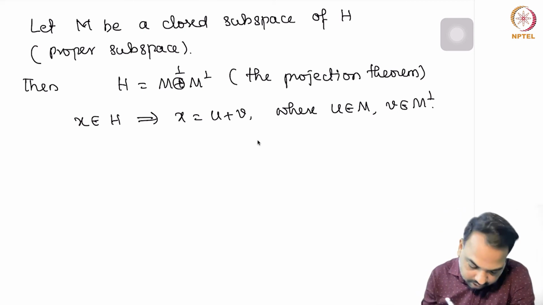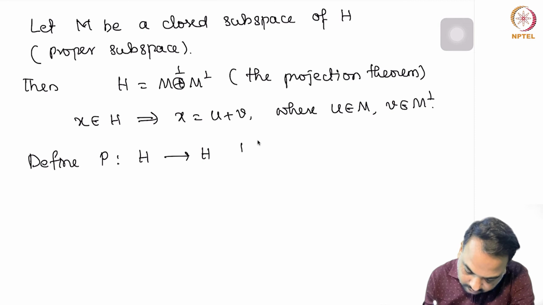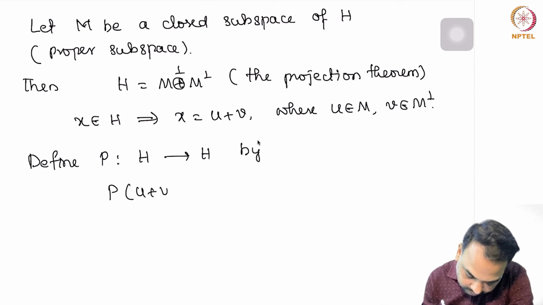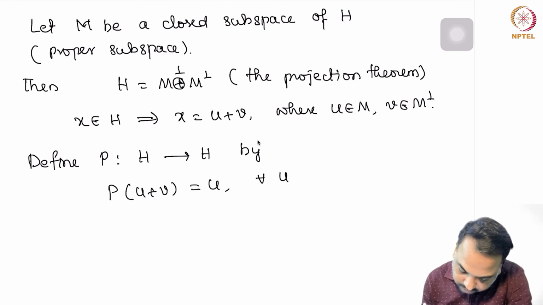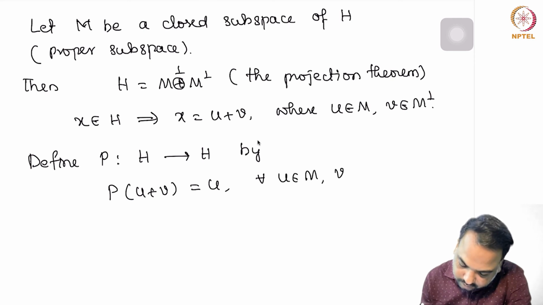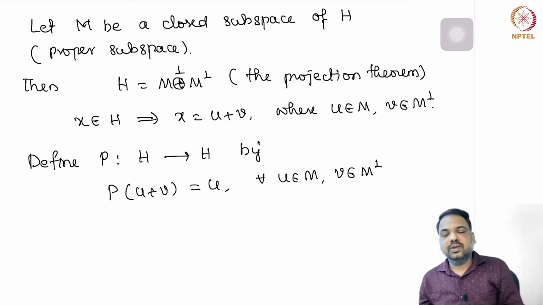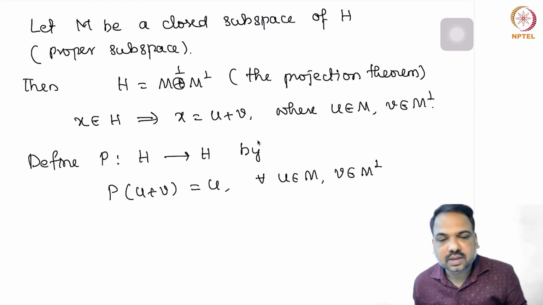Now we can define a projection. So define a linear map P from H into H by P of u plus v equals u, for all u in M. So every x can be written as u plus v. So we can write P of x as u.